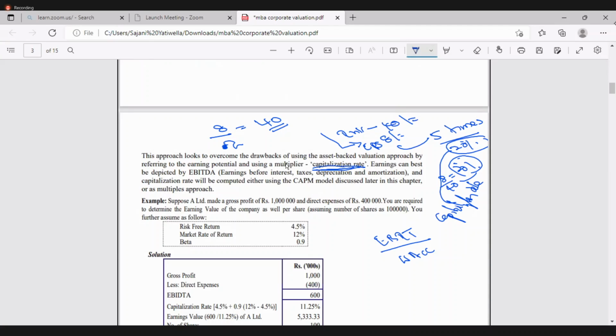In this case, if you don't know this particular WACC, then there should be some particular way of estimating that. Here it indicates the CAPM model, the capital asset pricing model. Some companies, for example, declare dividends. Some companies don't declare dividends. In that case, if your dividend per share is not known, then how do we estimate the particular cost of equity?